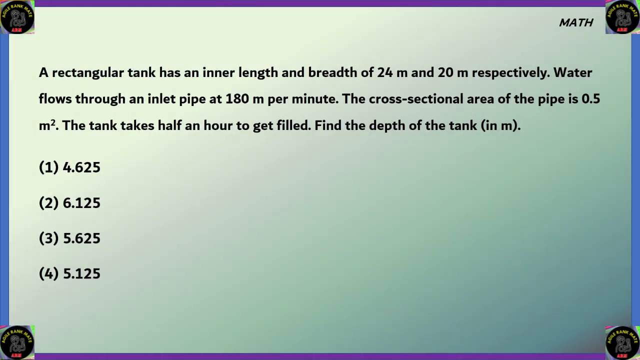Now, let's look at the last question of this episode from mathematics. A rectangular tank has an inner length and breadth of 24 meter and 20 meter respectively. Water flows through an inlet pipe at 180 meter per minute. The cross-sectional area of the pipe is 0.5 meter square. The tank takes half an hour to get filled. Find the depth of the tank in meters.